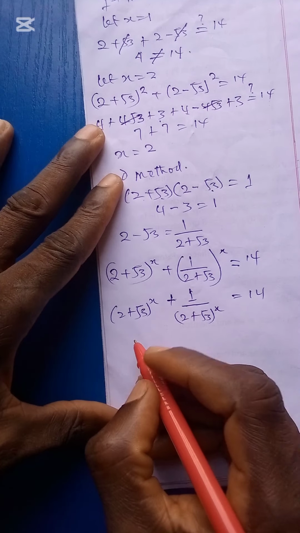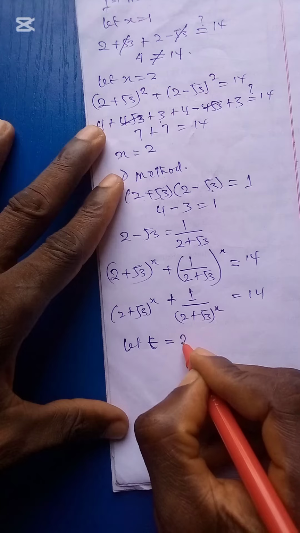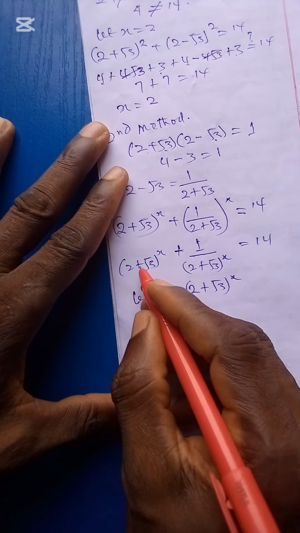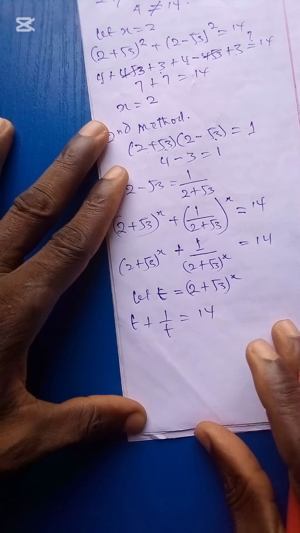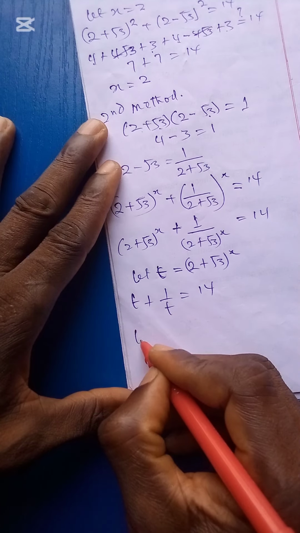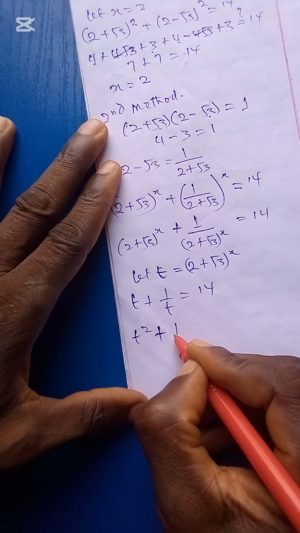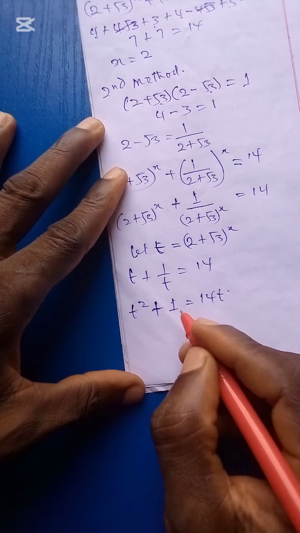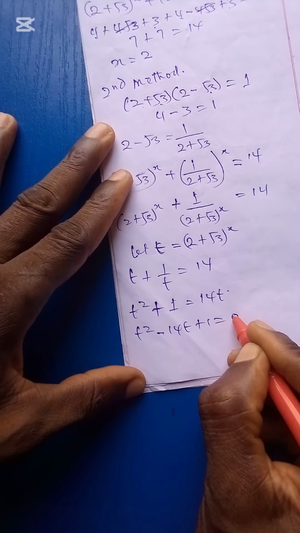Now I need to make a substitution. I'm going to let t be equal to (2 + √3)^x. And if that's the case, I have t plus 1 over t is equal to 14. To clear this fraction, I need to multiply through by t. That becomes t squared plus 1 over t times t will give us 1, equals 14 times t is 14t. Now rewriting it, t squared minus 14t plus 1 is equal to 0.